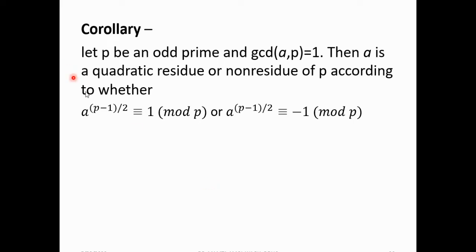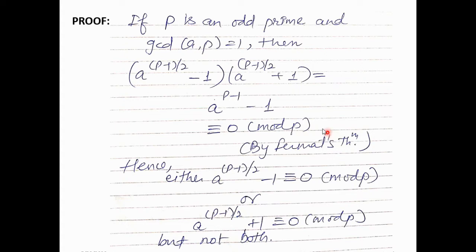This is the corollary. Let p be an odd prime and a and p relatively prime, then a is a quadratic residue or non-residue of p according to whether a to the power (p minus 1)/2 is congruent to 1 modulo p or a to the power (p minus 1)/2 is congruent to minus 1. So this thing we have seen, a to the power (p minus 1)/2 congruent to 1 means a is a quadratic residue of p, and if it is congruent to minus 1, then a is a quadratic non-residue of p. Let's prove this corollary also.